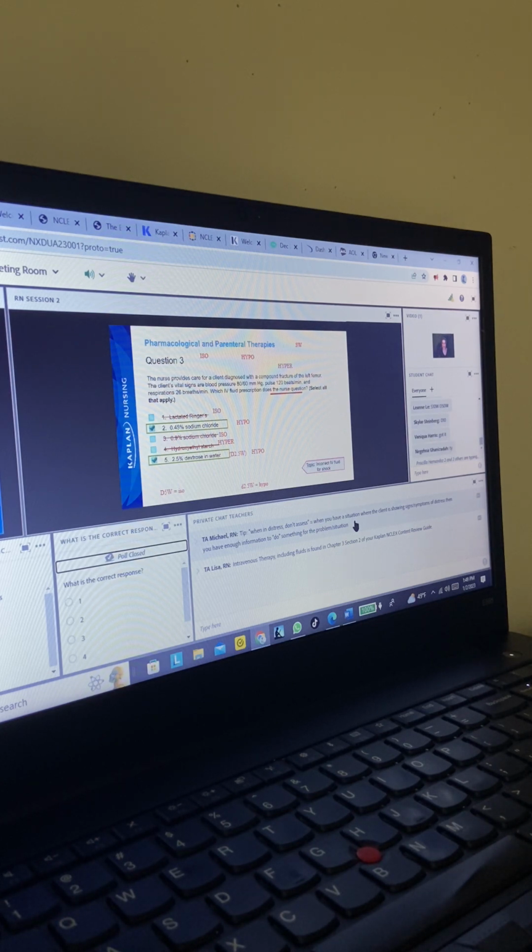So you guys are right, like a D10, D50 even. D50, you push when someone's got severely low blood sugar. Those are all hypertonic sugar solutions.